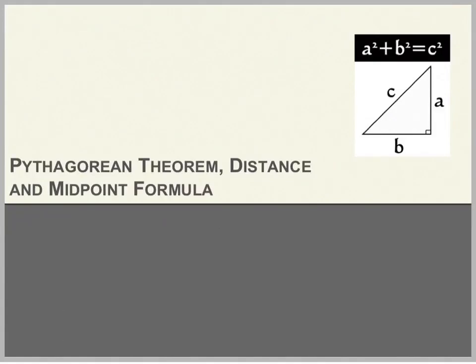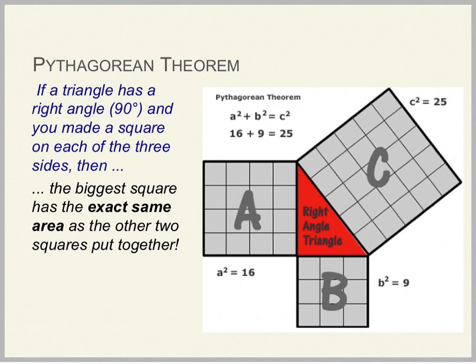Some key formulas we will be working with are the Pythagorean theorem, the distance formula, and the midpoint formula. The Pythagorean theorem tells us that if a triangle has a right angle and we wanted to make a square on each of the three sides, then the biggest square has the exact same area as the other two squares put together. Where does this come from?